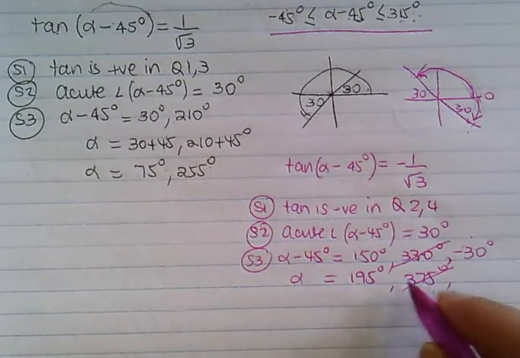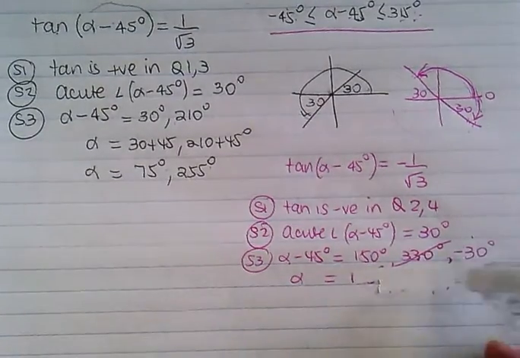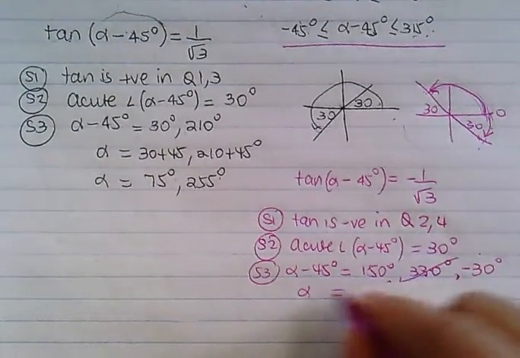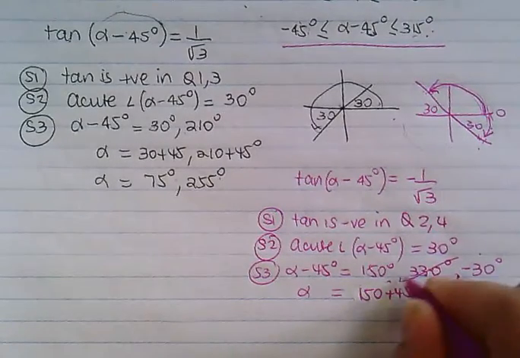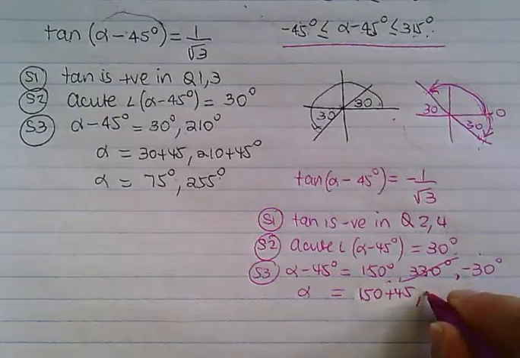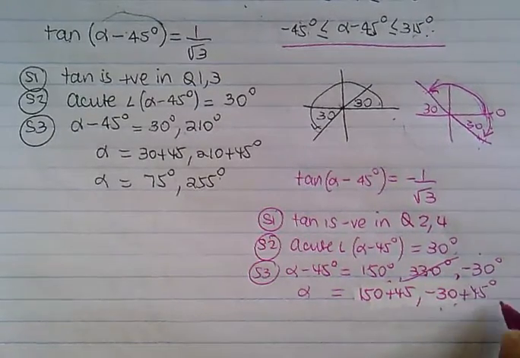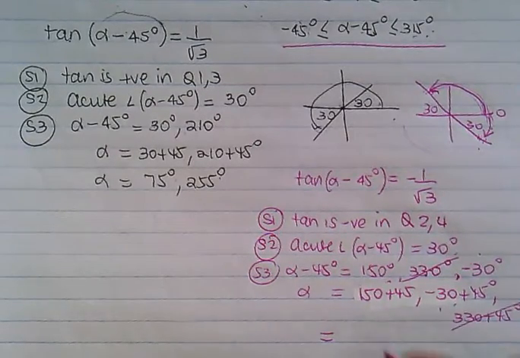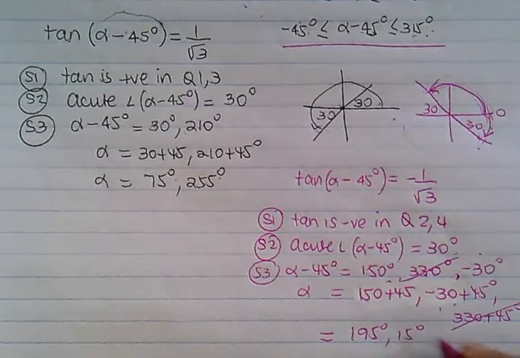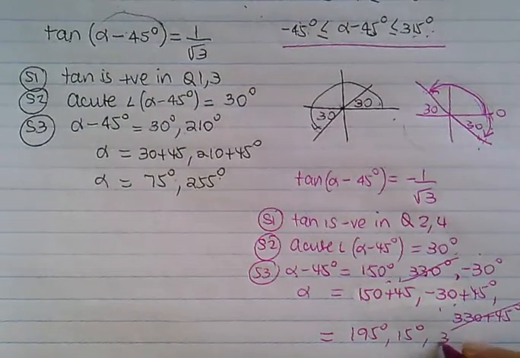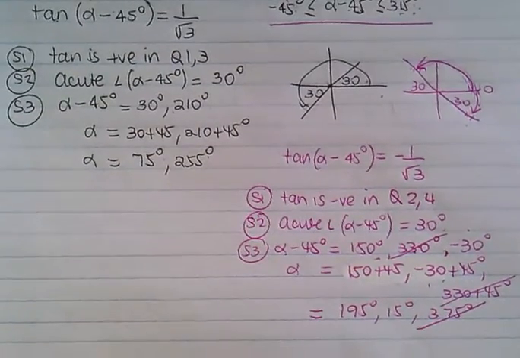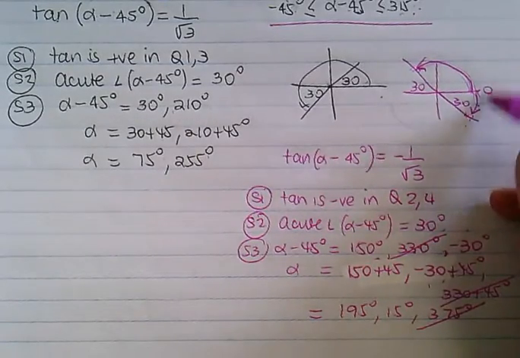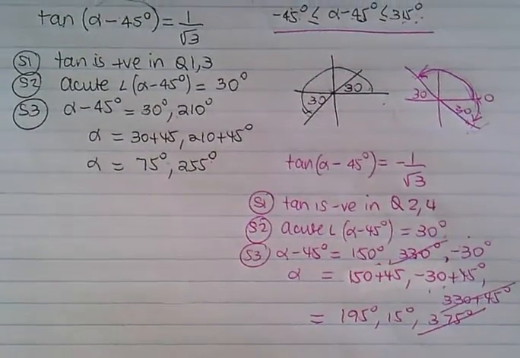So now what do I do? I'll just set this one out properly. I have to cross out 330 because it's out of the range for alpha minus 45. So alpha is 150 plus 45. I don't use that one. Negative 30 plus 45. Oh, look, I'll put the other one, 330 plus 45, but then I'll cross it out, all right? So I've got 195 and 15. And I've got 375, but that's out of range, all right? So the two will fit, but if it's out of range this way, you have to go back because we're allowed to use the negative angles. You go back the other way to get it.